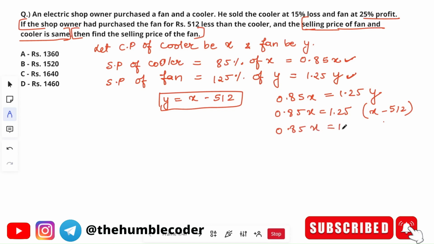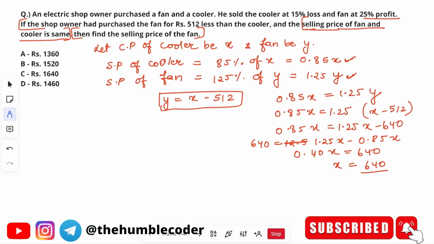0.85x will be equal to 1.25x minus 640. Okay, and then further we will solve it. We take the x values to one side, that is 1.25x minus 0.85x, and that 640 will go over there on this side. Finally, when you completely solve this, you will get 0.40x equals 640, and then x will be 640 divided by 0.40, which finally gives you 1600.